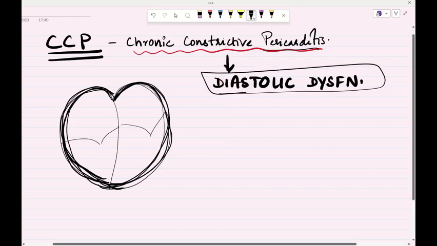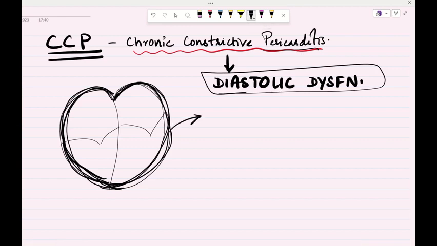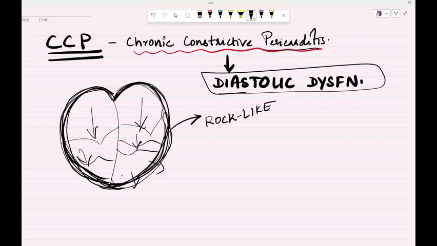So there is a thick pericardium. We often use the term rock-like pericardium to make you understand how thick the pericardium is and how difficult it is for the heart to undergo diastole, that is, to fill. Usually during diastole, the atria empty into the ventricle and the ventricle fills with blood. But since there is a thick pericardium, it is difficult for the heart to expand as the blood reaches the ventricle. So there is diastolic dysfunction.